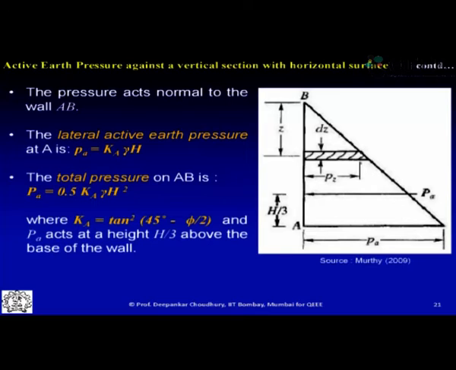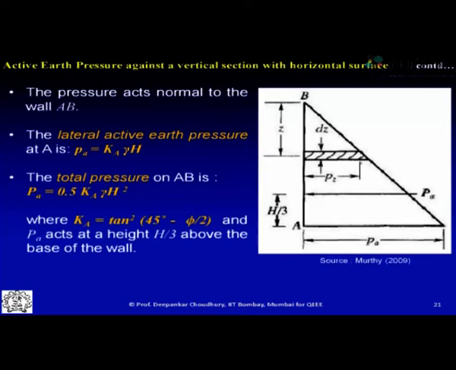Now where did we get this value from? Now I will explain it. This is very simple. This PA, that means this resultant active earth pressure force, where will it act? Because it is a triangular distribution of pressure, it will obviously act at 1/3 of the base height, that means from the base of the wall at a height of 1/3, so H by 3.